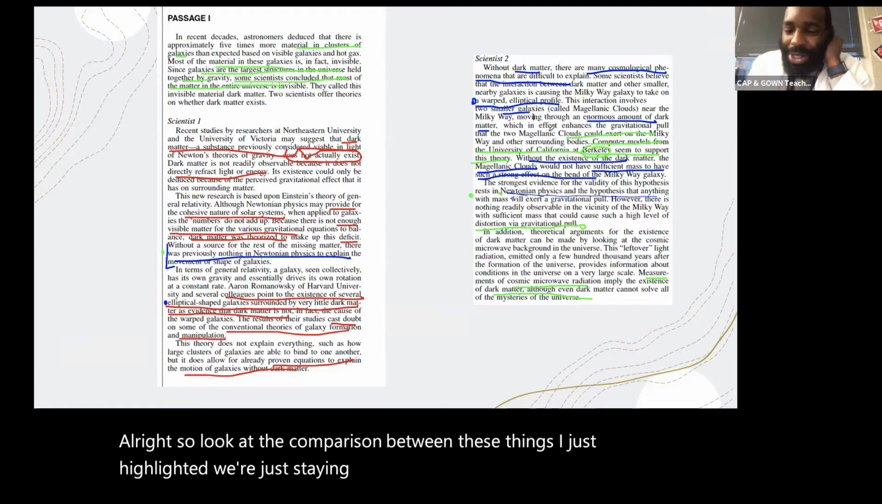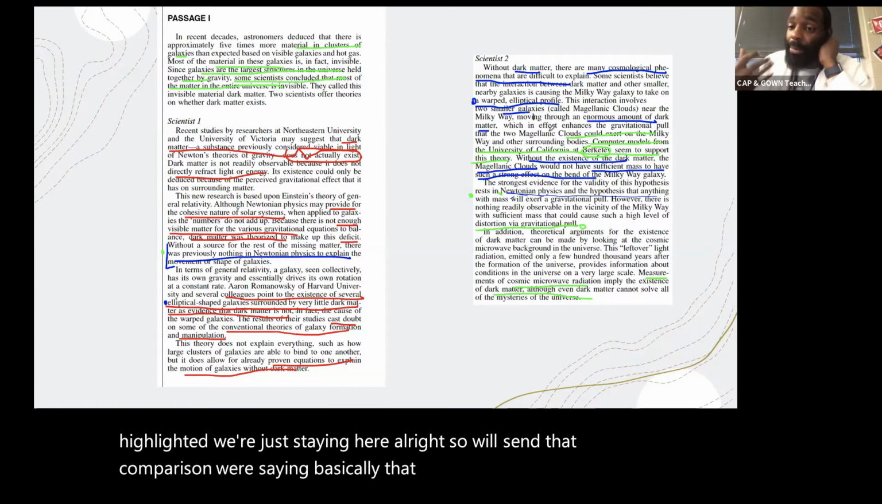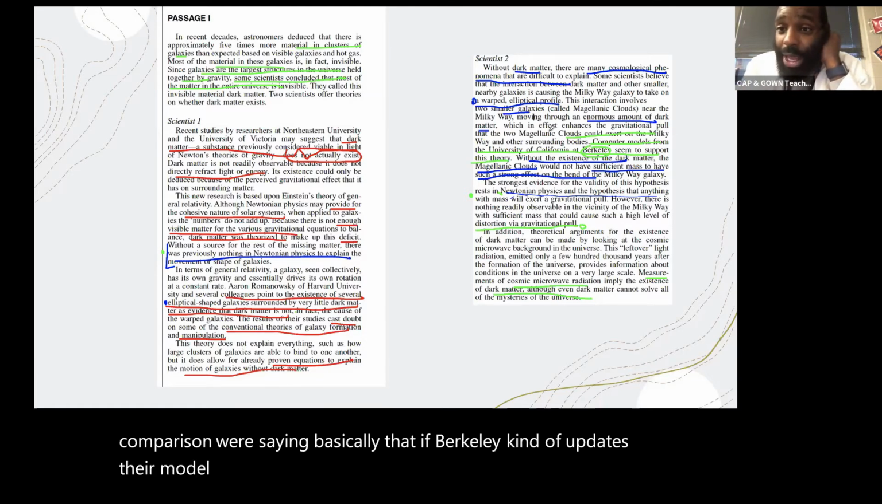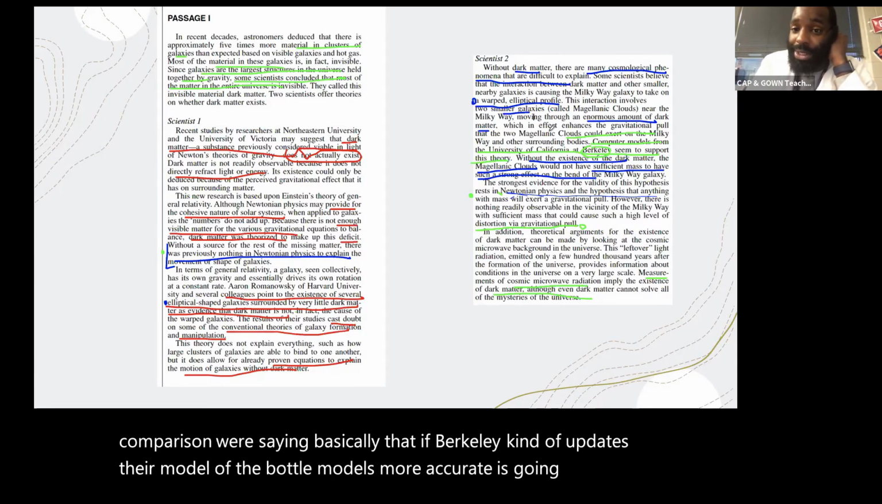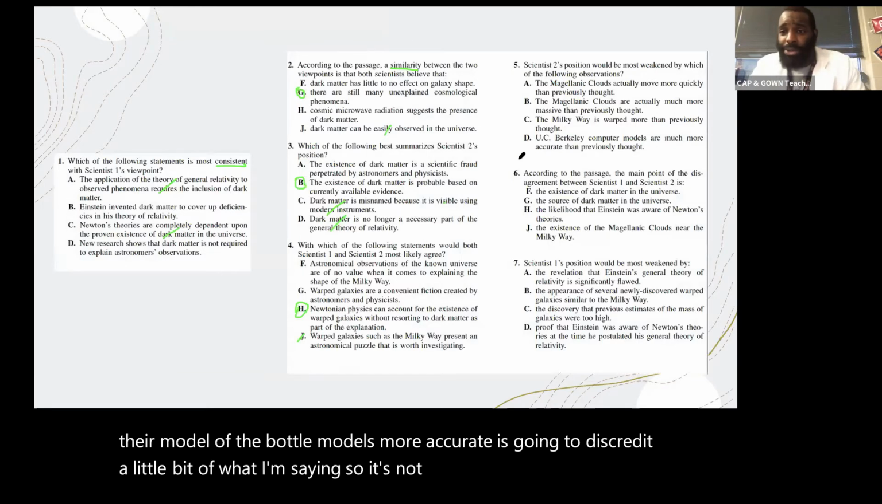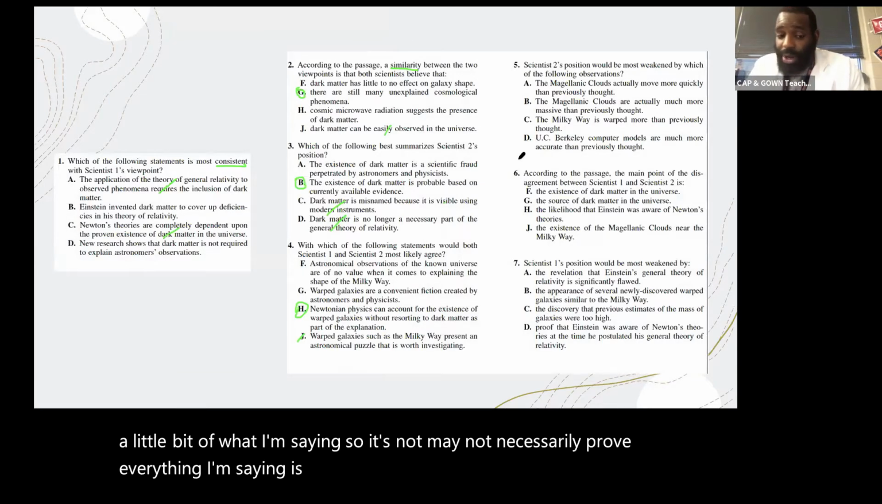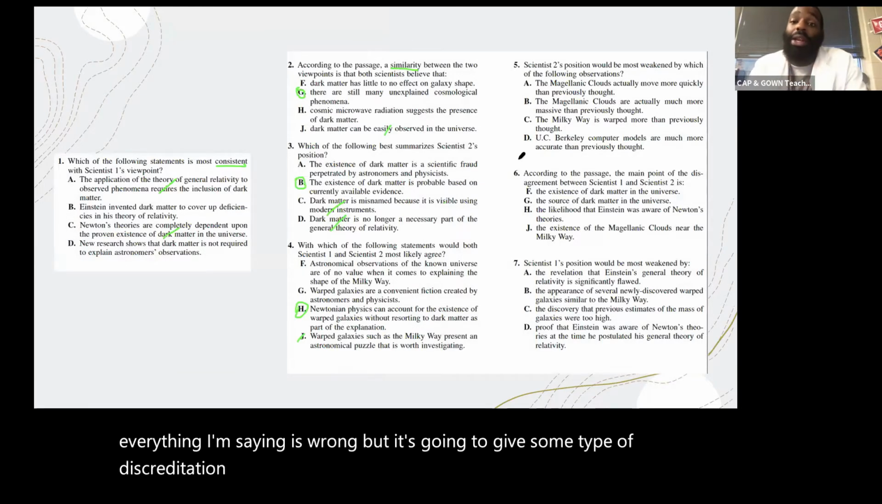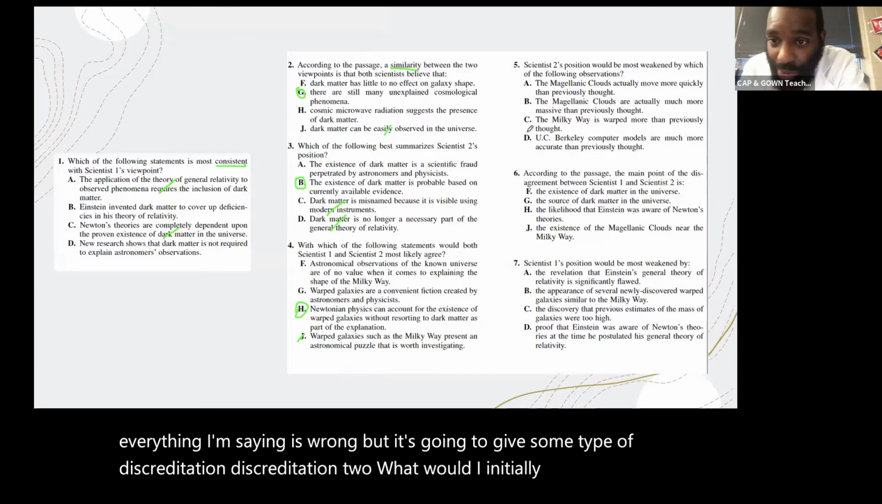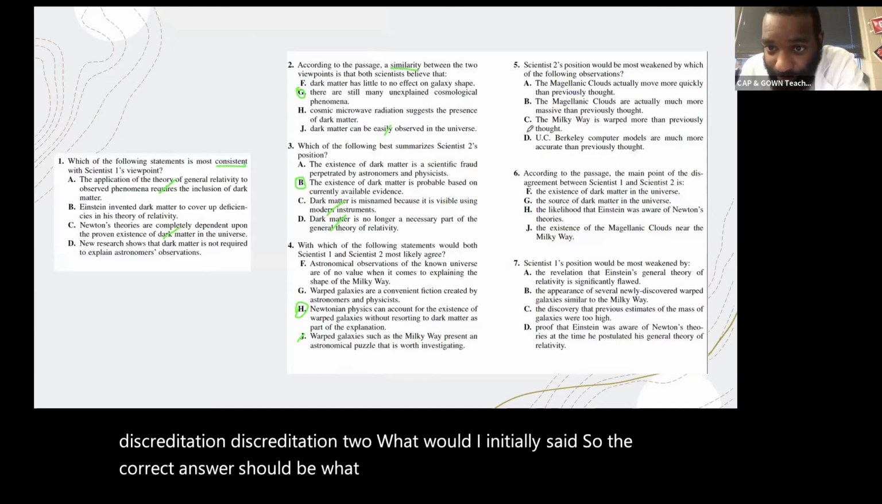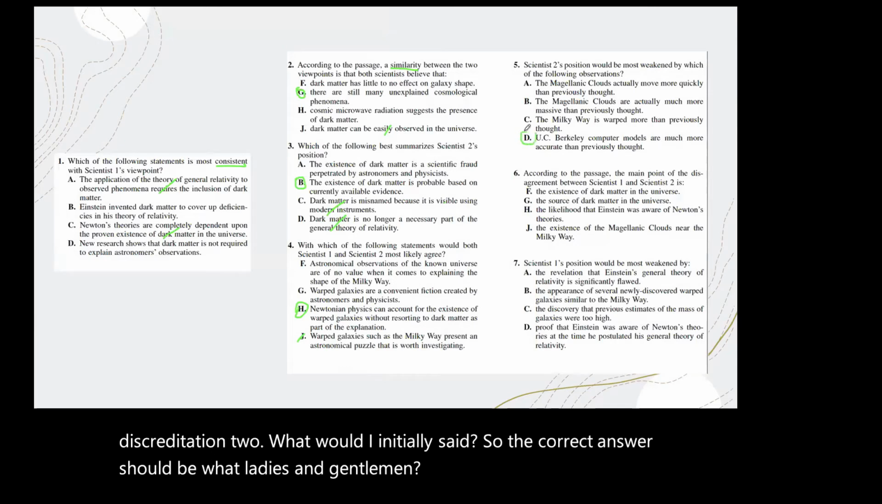All right. So within that comparison, we're saying basically that if Berkeley updates their model, or the model is more accurate, it's going to discredit a little bit of what I'm saying. So it may not necessarily prove everything I'm saying is wrong, but it's going to give some type of discreditation to what I initially said. So the correct answer should be what, ladies and gentlemen? D. Should be D.